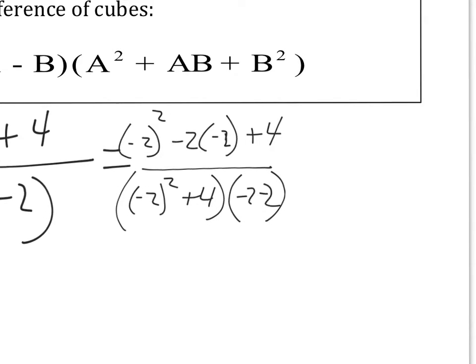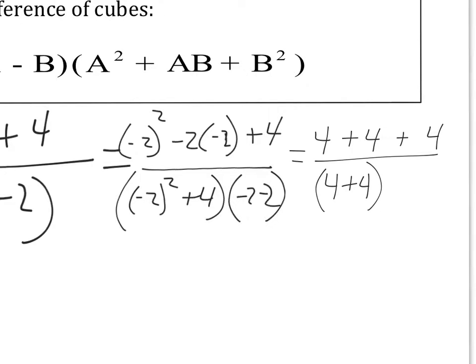Alright, see if we can clean this up a bit. Negative 2 squared, well that's just positive 4. Negative 2 times negative 2, that becomes also positive 4. And then we have a plus 4 at the end. Over negative 2 squared, that's also positive 4, so this is like a 4 plus 4. Times negative 2 minus 2, that's a negative 4.